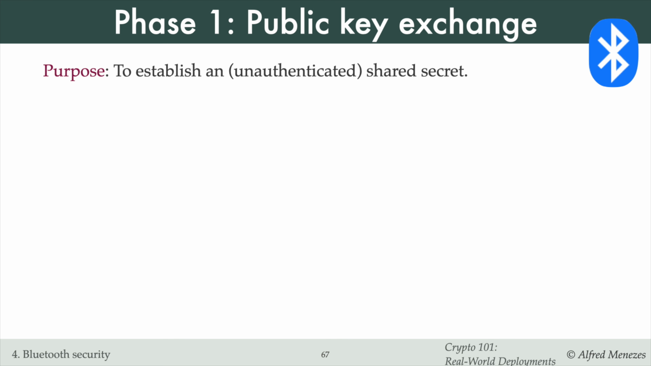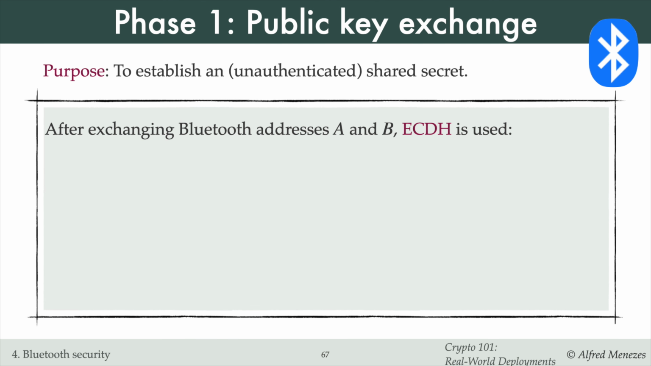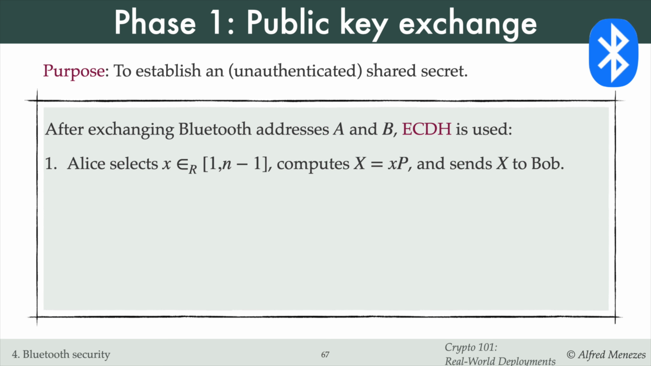One device, which I'm calling Alice, is the initiator, and the other device, which I'm calling Bob, is the responder. Before Phase 1 begins, the two devices exchange their 48-bit Bluetooth addresses, denoted A and B. Alice and Bob begin by performing ECDH using the P256 elliptic curve. Recall that in ECDH, Alice selects a random number x between 1 and n-1 and computes the point capital X equals little x times P. She sends the point capital X to Bob.